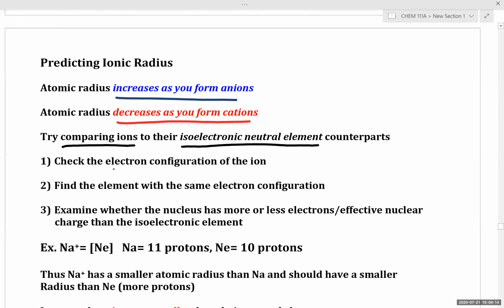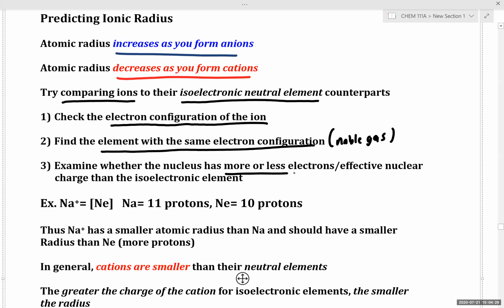So first, you check the electron configuration of the ion. You find the element with the same electron configuration. It will almost always be a noble gas in most cases. And then I want you to examine whether the nucleus has more or less protons. So your goal is to count the number of protons and compare your isoelectronic element to your cation or anion.